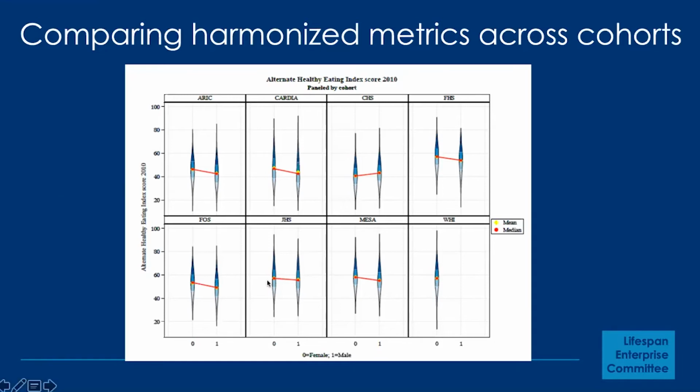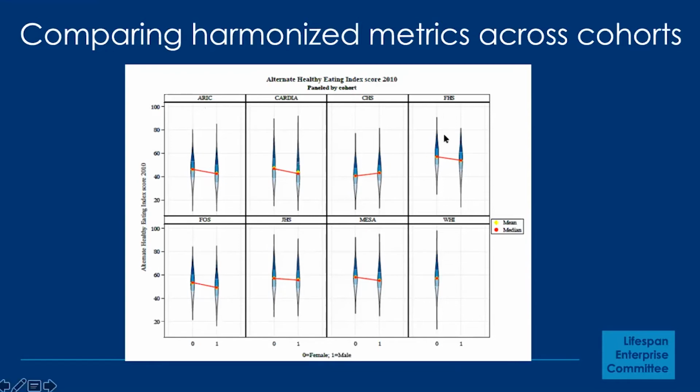But you can see in this subset of the cohorts, what we calculated was the alternate healthy eating index. This is paneled by each of the cohorts: ARIC, CARDIA, CHS, Framingham Offspring, Jackson, MESA, and WHI. It's separated by gender for women and men. And you can see that we were looking at the means and medians. So we were comparing the distributions across the cohorts. And the distribution was similar. The means and medians were similar across the cohorts, but you'll notice there were differences.